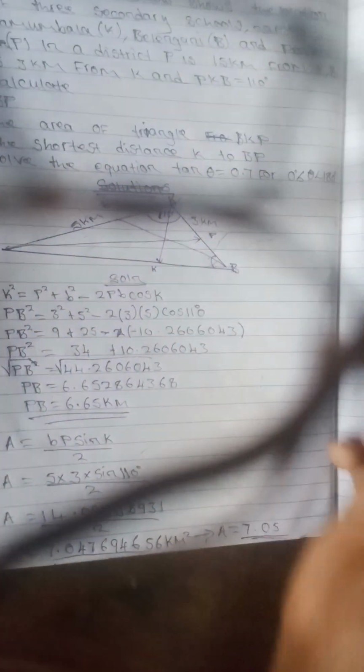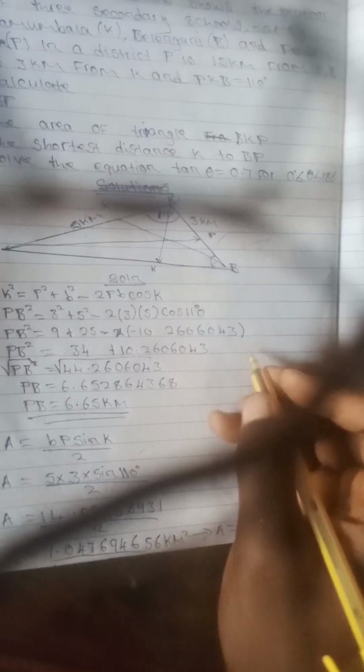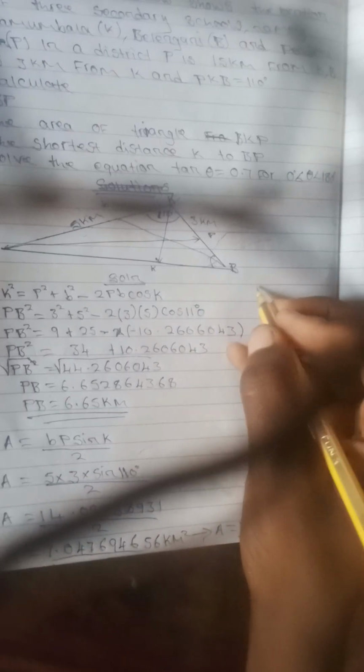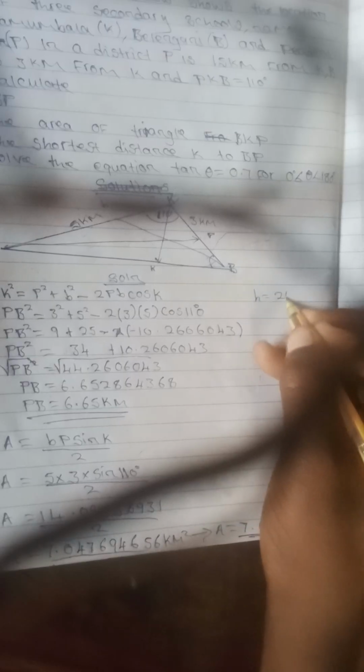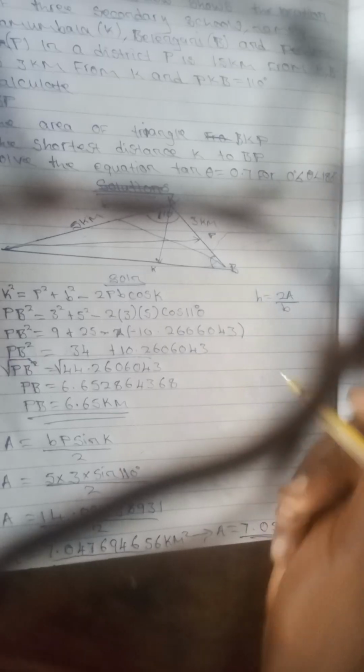Then the next question, the shortest distance from K to BP. So the shortest distance, we have this formula. The shortest distance is denoted by h is equal to 2a over b. So this is the formula for the shortest distance.